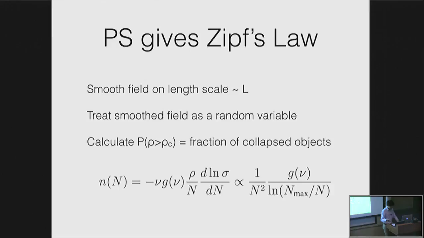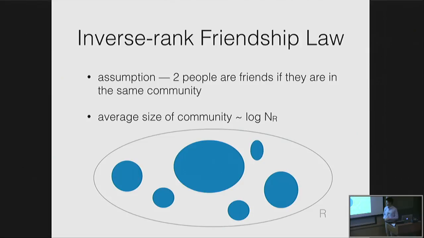try to derive the inverse rank friendship law. And again, the simple model that we're going to assume is that communities form, I'm just defining the word communities, once they exceed a certain threshold, and that two people are friends if they're elements of the same community. In this case, we can go through the math, and we again derive that the average size of a community goes like log of n, which is sufficient to derive the inverse rank friendship law.